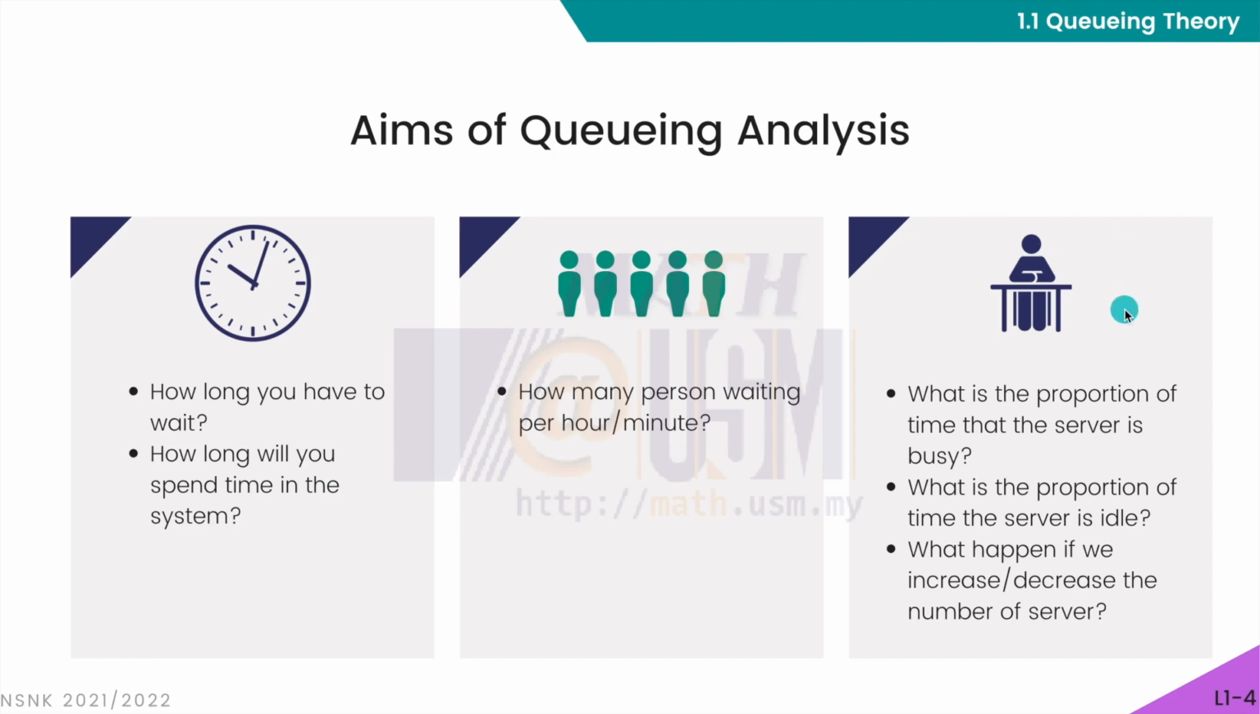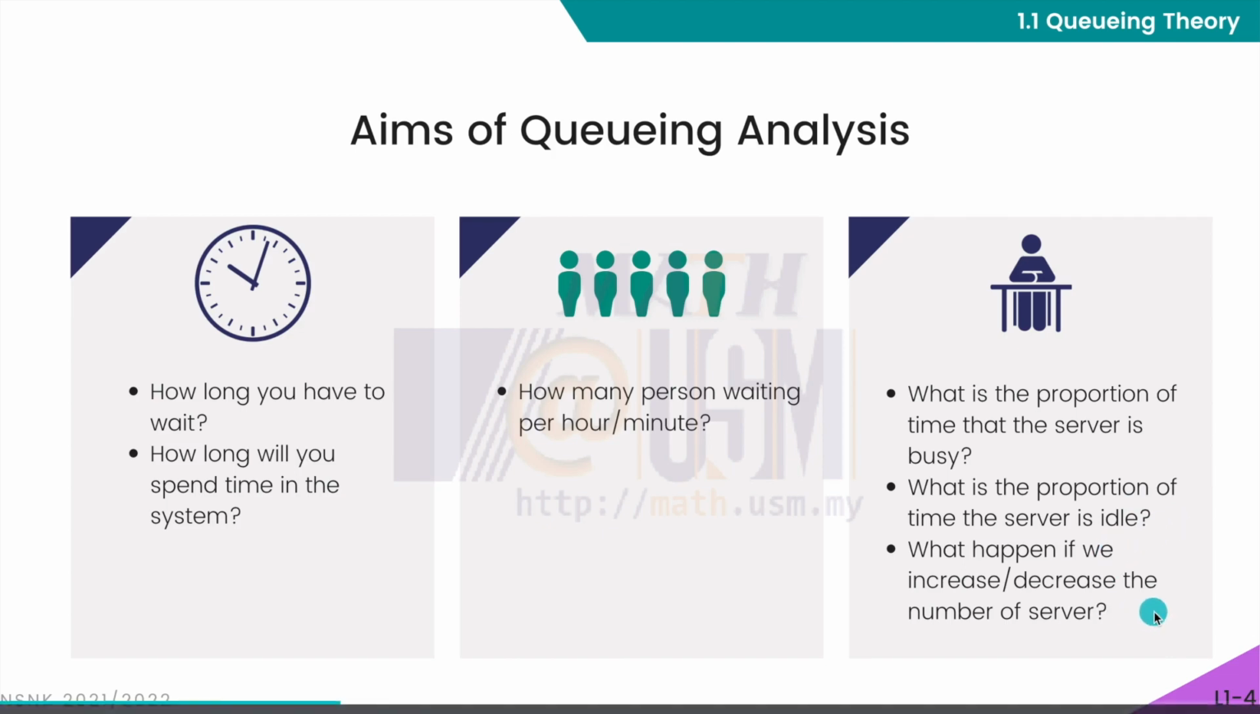Finally, with respect to the server, we might be interested to know what proportion of time the server is busy, and what proportion of time the server has no customer to serve, also known as when the server is idle. We can also analyze what happens if we increase or decrease the number of servers, how it will affect the system itself and how it will affect the time that the customer has to spend waiting in the queue.